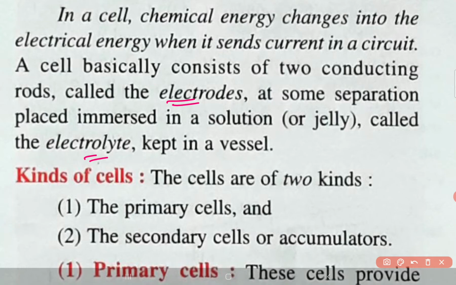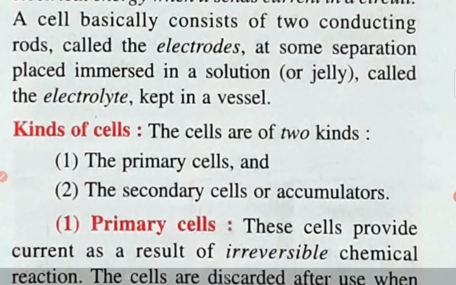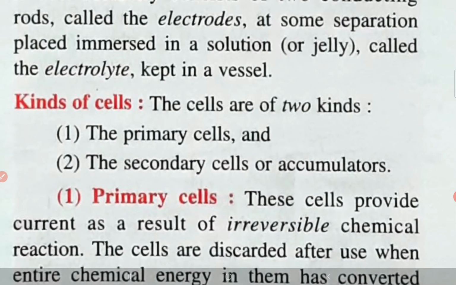It is not electrolysis, but we shall discuss in class 10 how we can create a cell. So, kinds of cells: the cells are of two kinds, one is the primary cell, the other is the secondary cell or accumulator. Accumulator means it can accumulate charges, right. So it is also known as a storage cell. First, primary cells: these cells provide current as a result of irreversible chemical reaction.